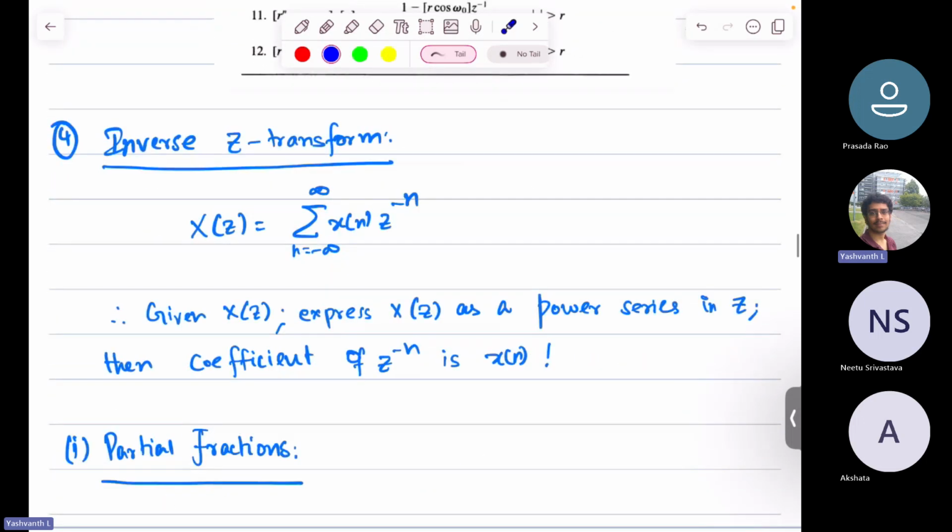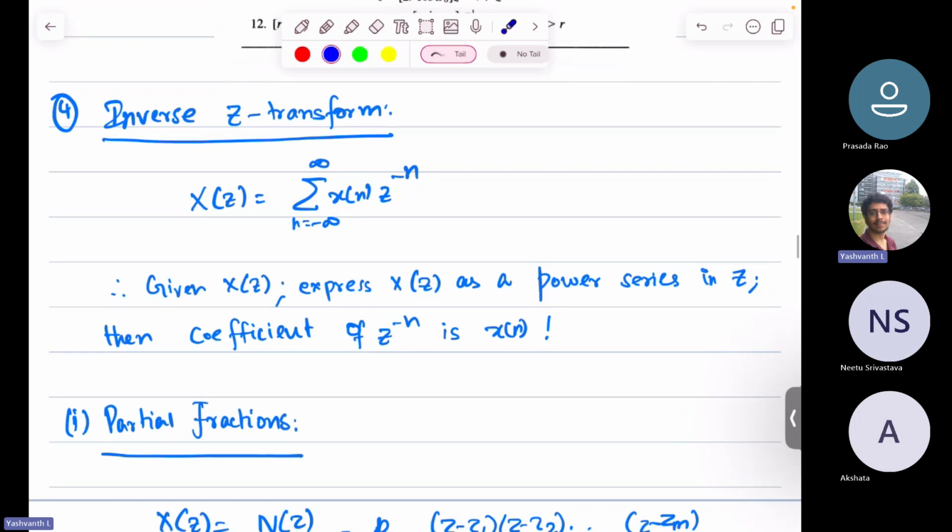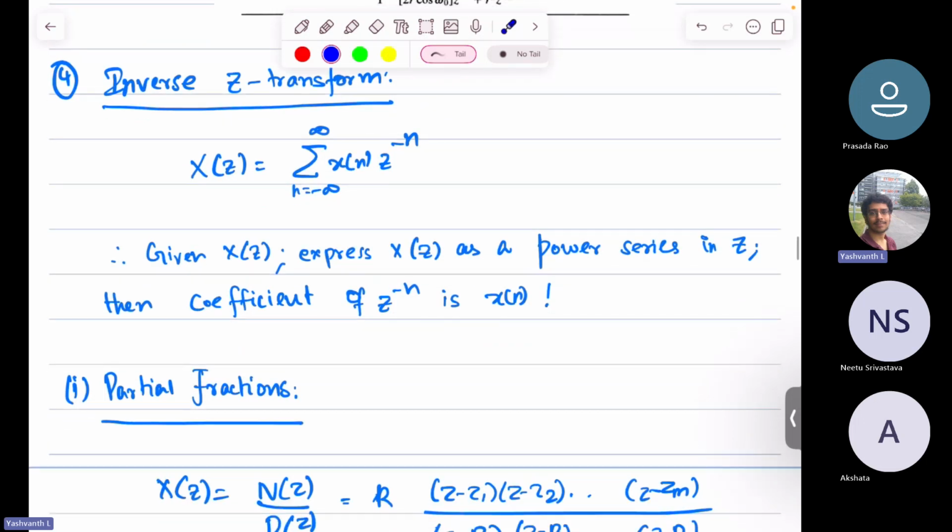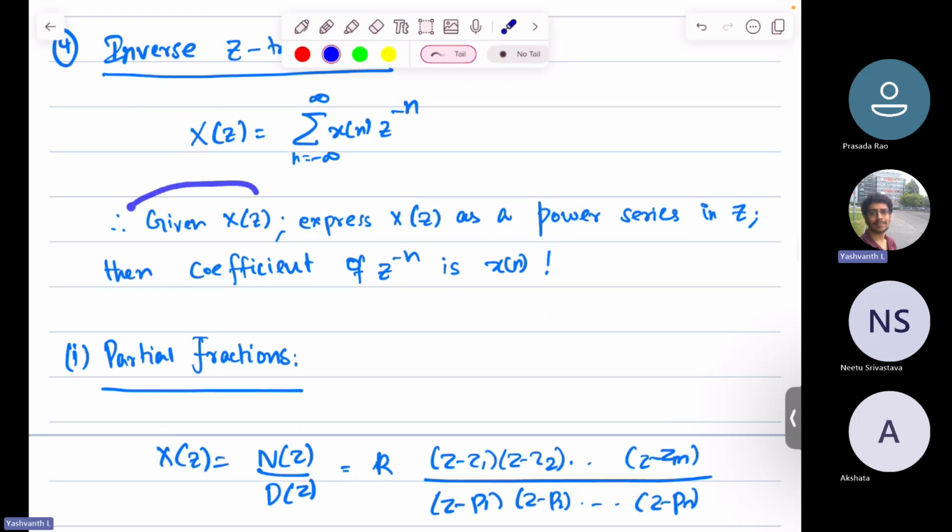Now next is called the inverse Z transform. Suppose you have computed your Z transform from the time domain using the expression. Now if I want to go back to the time domain from the Z domain, the operation that you should be doing is called the inverse Z transform. So basically, what it says is, given x of z, express x of n.